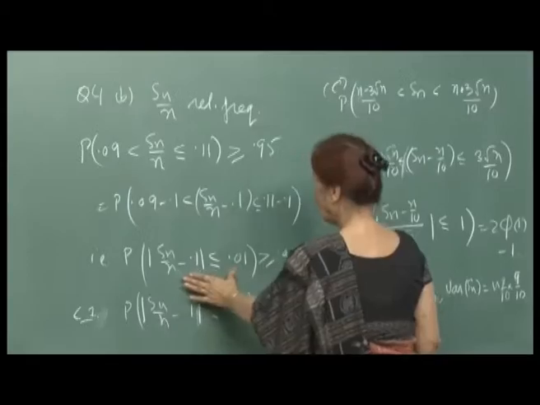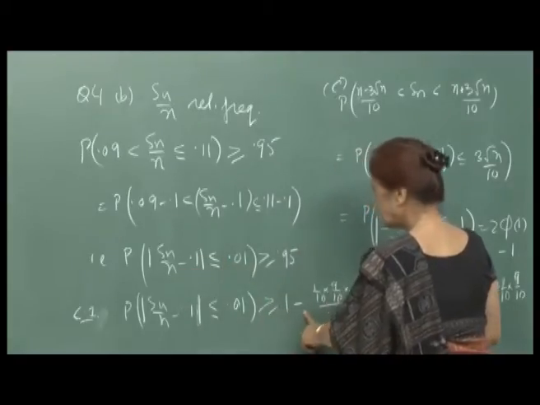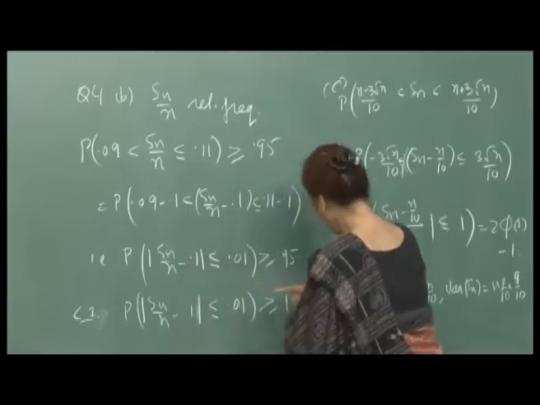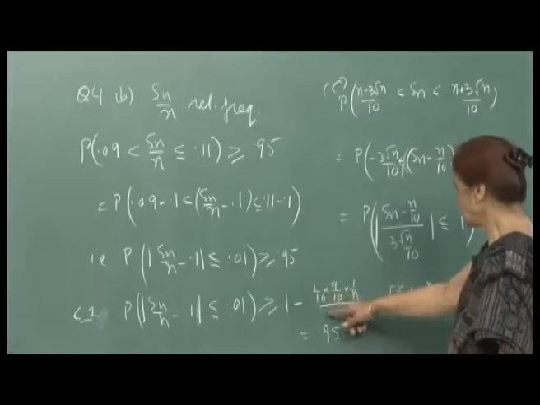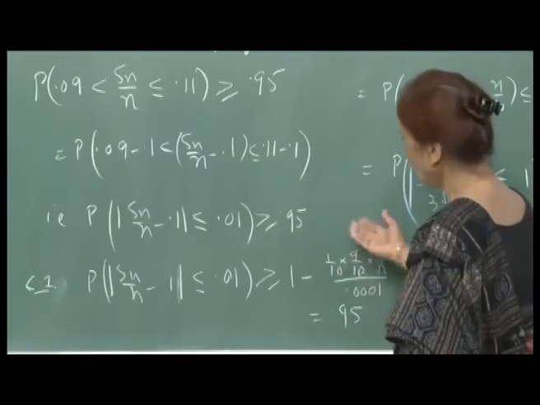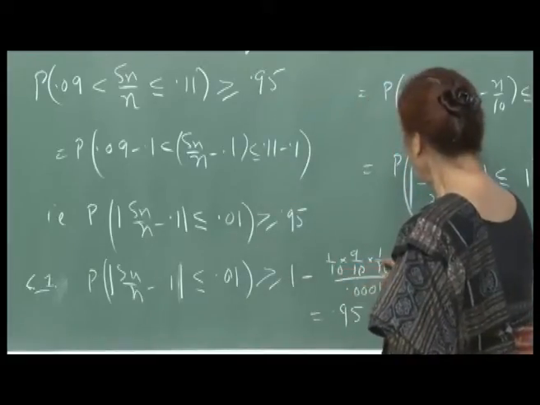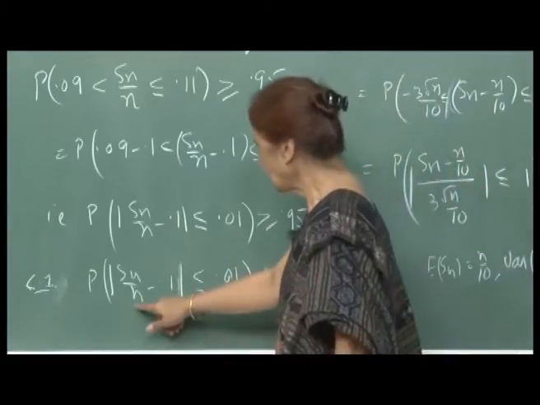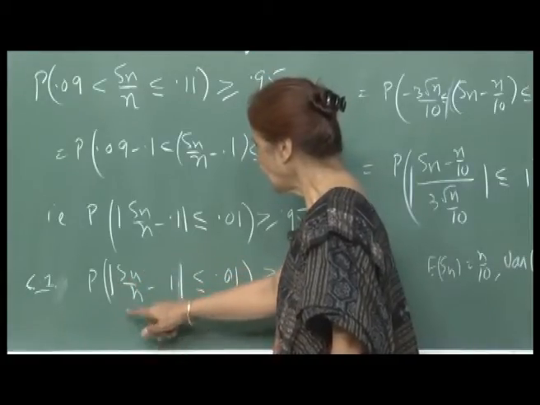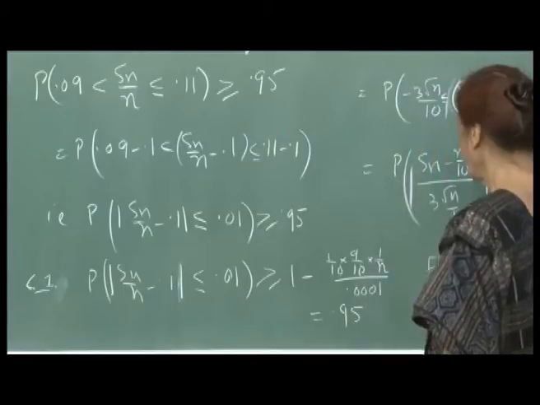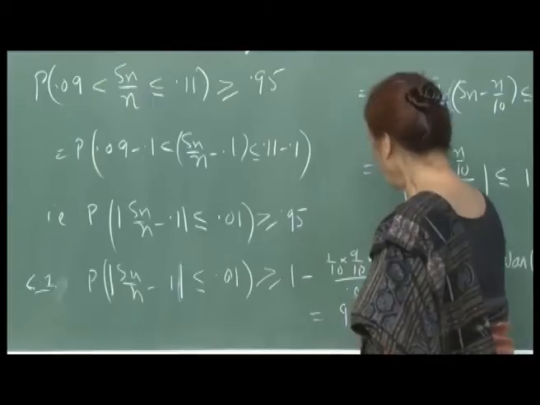Now, by Chebyshev's inequality, this probability is greater than or equal to 1 minus the variance of Sn by n, because this is binomial. So, 1 by 10 into 9 by 10. That is, 0 and non-zero, is how I am treating this. So, pq into 1 by n, because the variance of Sn is npq and that divided by n square is 1 by n, and this is divided by 0.01 squared from Chebyshev's inequality.